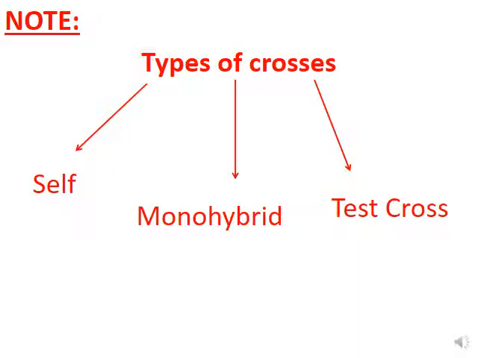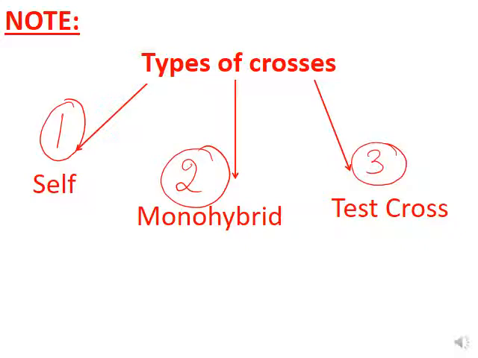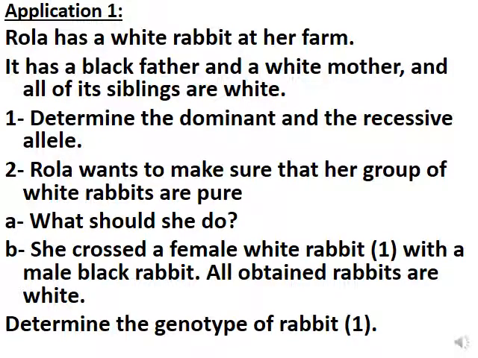Types of crosses, as I said: the first type was the self cross, crossing F1 with itself. The second is the monohybrid cross where the parents are pure and they differ in only one trait. And the third type of cross is the test cross. So let's move to this application.